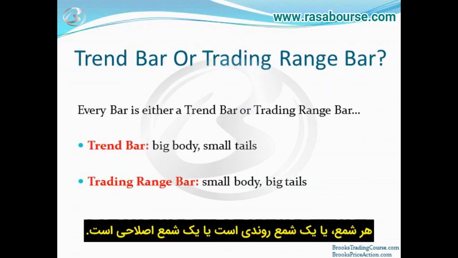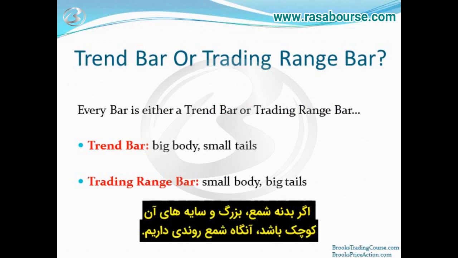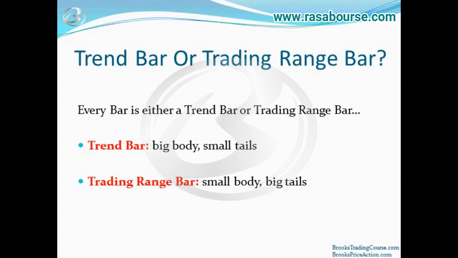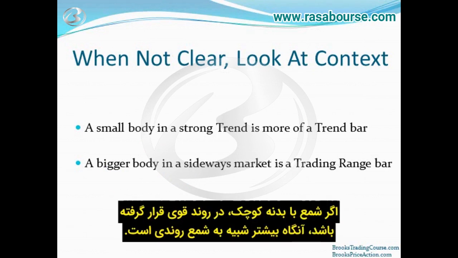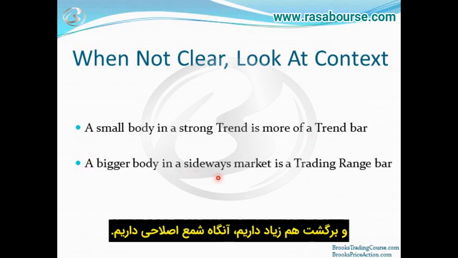Every bar is either a trend bar or a trading range bar. It's a trend bar if it has a pretty big body and small tails. It's a trading range bar if it has a small body and big tails. When you're not clear, always look at context. If there's a small body and a strong trend, it's more of a trend bar. If it has a bigger body but the market's sideways with lots of overlapping bars, big tails, and lots of reversals, it's a trading range bar.